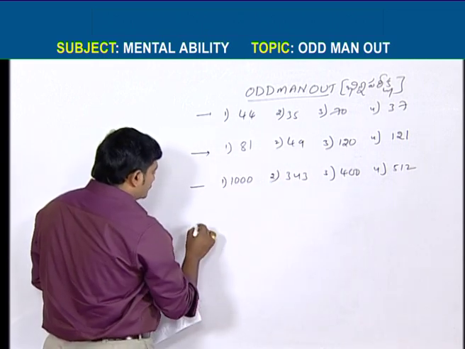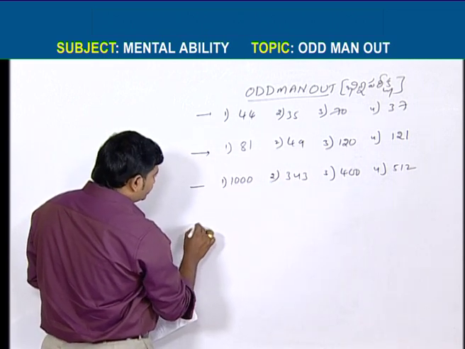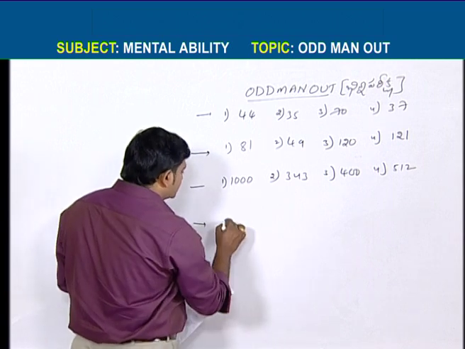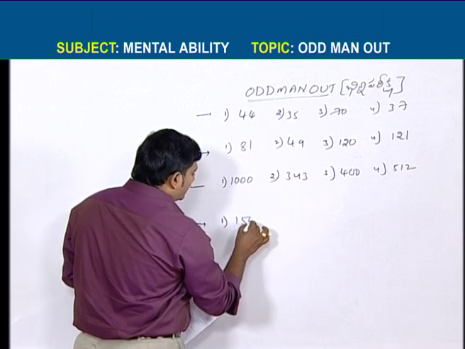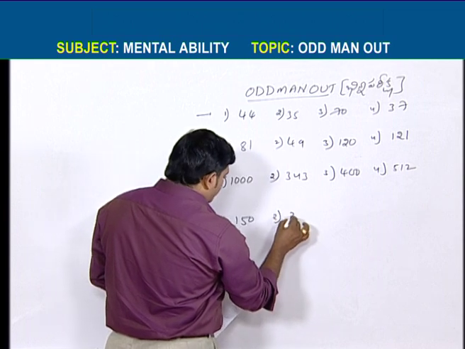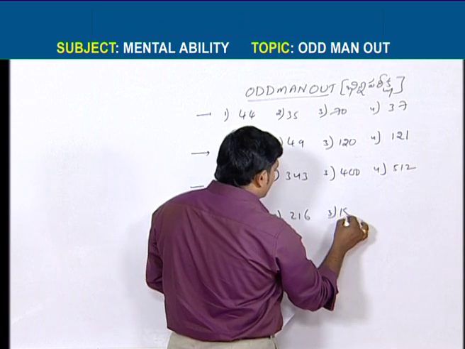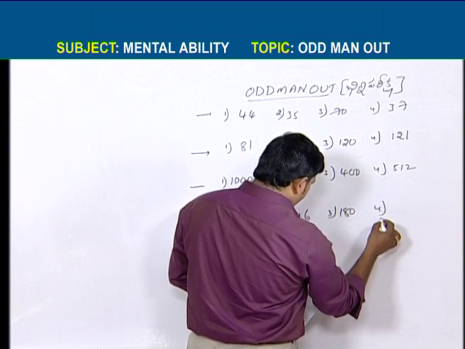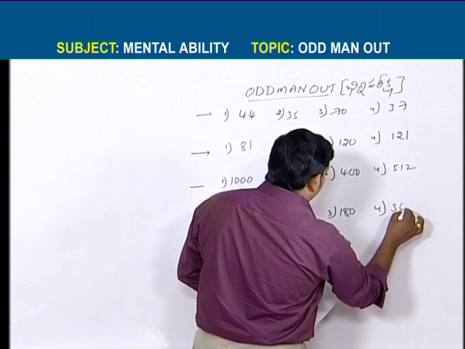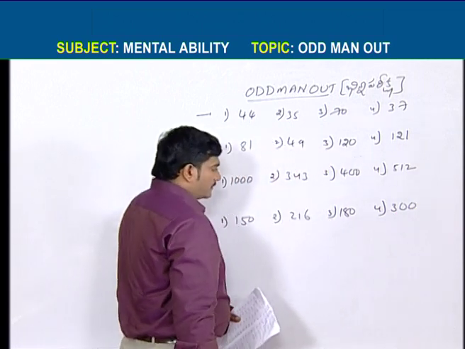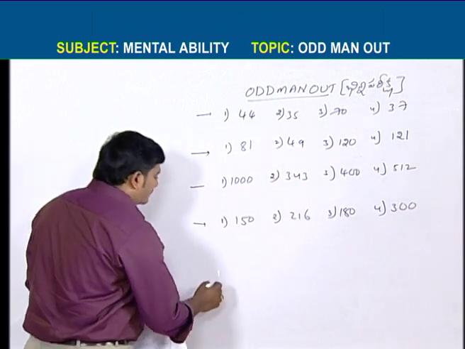And next question, we will take the next question. This next question is: first option 150, second option 216, third option 180, fourth option 300. Okay. Now we can take one more question.